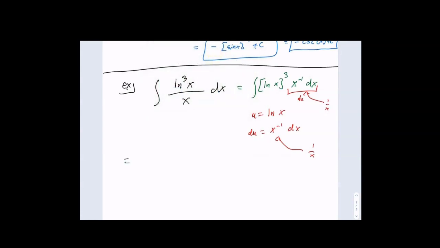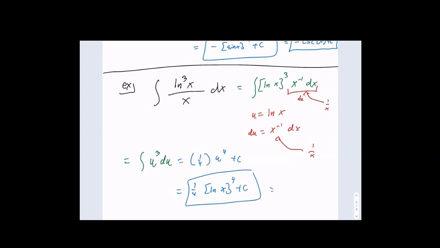That gives me your integration sign, and then u to the power of 3 du. Good. And we finish this problem like we finish all these problems. Parentheses, u to the 4th over 4 plus c, which is 1/4 natural log of x to the 4th power plus c. If you want to write it a little bit nicer, you could have said ln x to the 4th over 4 plus c.